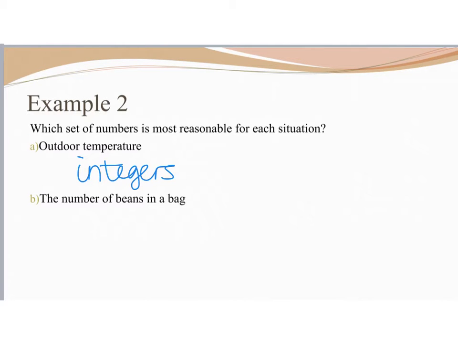And if we look at part B, it says the number of beans in a bag. Well, typically if we're counting beans, these would be considered natural numbers because we're going to start out with 1 bean, then 2 beans, then 3 beans, and so on. So these would be natural numbers.